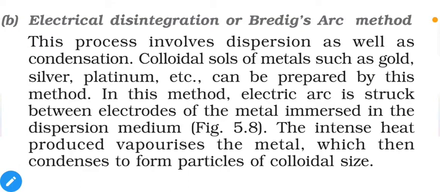Now the second method is electrical disintegration or Bredig's arc method. This process involves dispersion as well as condensation. That means first we separate out small tiny atoms from the metal, and then we collect them together. A colloidal sol of metals such as gold, silver, platinum, etc. can be prepared by this method.